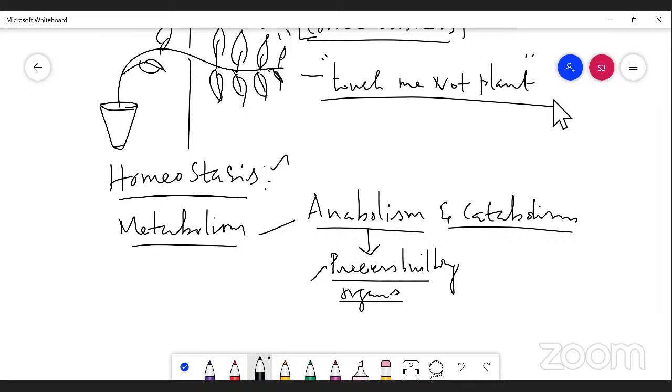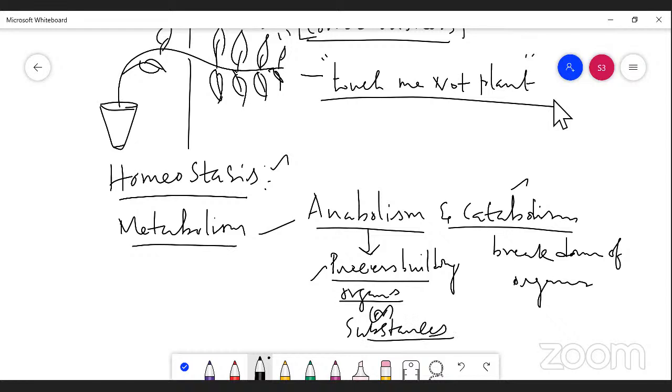The catabolism is the breakdown of the organism or substances. The anabolism is a process of building substances. The catabolism is the breakdown of the substances.